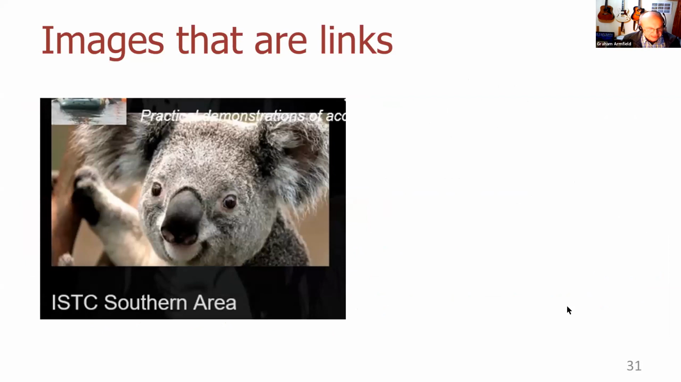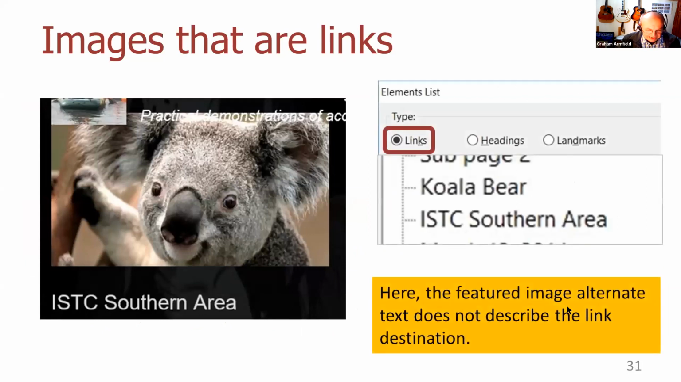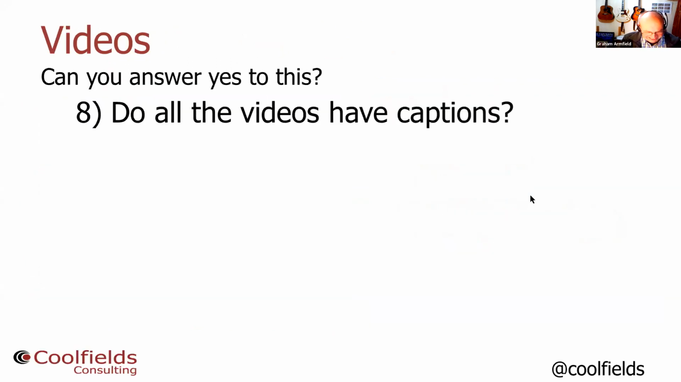So that's good. This one's not so good. I showed you this one a little earlier. Here's looking at the elements list in NVDA Screen Reader. The actual clicking on that image takes me to the blog post, which is called ISTC Southern Area, okay? But the alternate text for that image is koala bear. So a screen reader user might think that it takes me to a story about koala bears, but it doesn't. So if you're using a theme, hopefully it's one that doesn't do that.